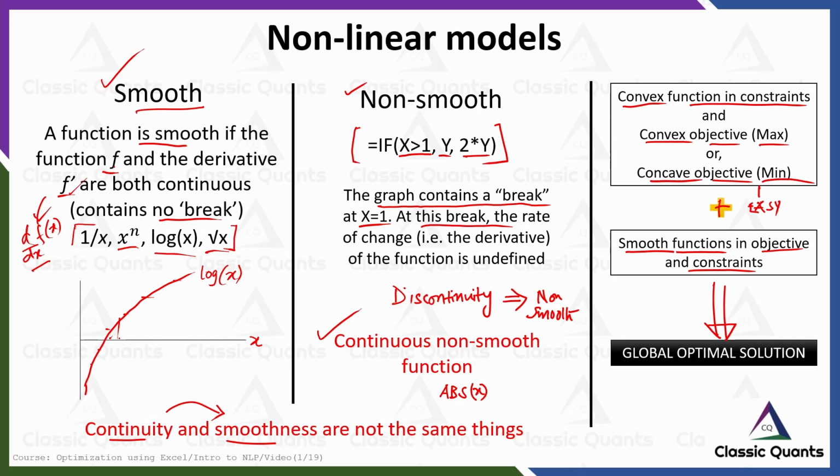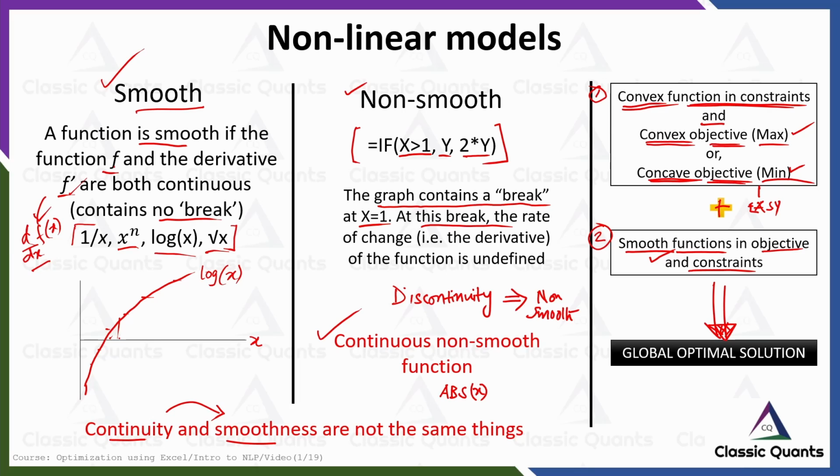So I repeat once, if you can ensure two things. One, that the functions in the constraints are convex and the objective is convex if maximization, or concave if minimization. Two, that the function is smooth. Then you can be sure that you are getting a global optimal solution. Otherwise, for any other possibilities, you are not sure that you are getting a global optimal solution. You will always get a local optimal solution.